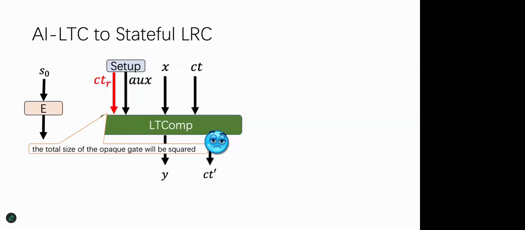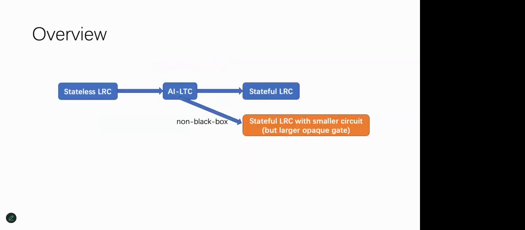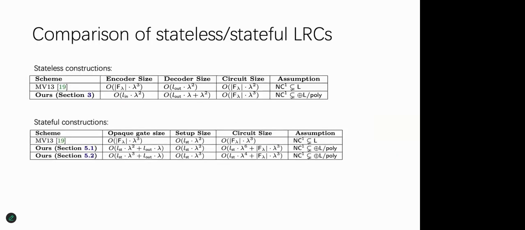But this will make the total size of the opaque gate squared. To address this, we show that the underlying encoding scheme has a composability property so that we can obtain encodings of randomness with only public points. Finally, we know that we can also convert our AIOTC into a stateful AORC with smaller circuit size in a non-black box way. This is achieved by using the re-encryption technique. Please see our paper for the details.